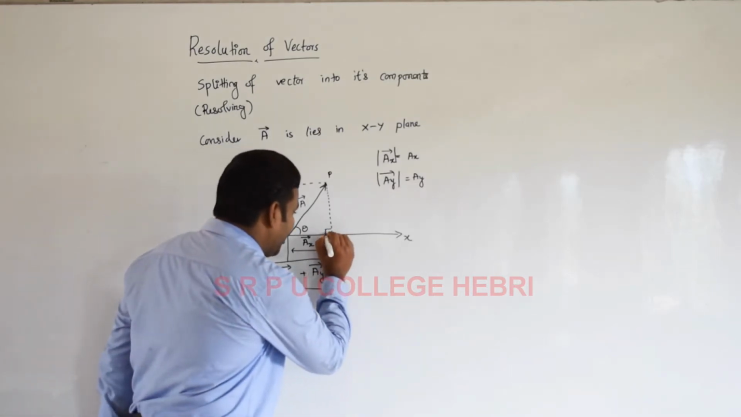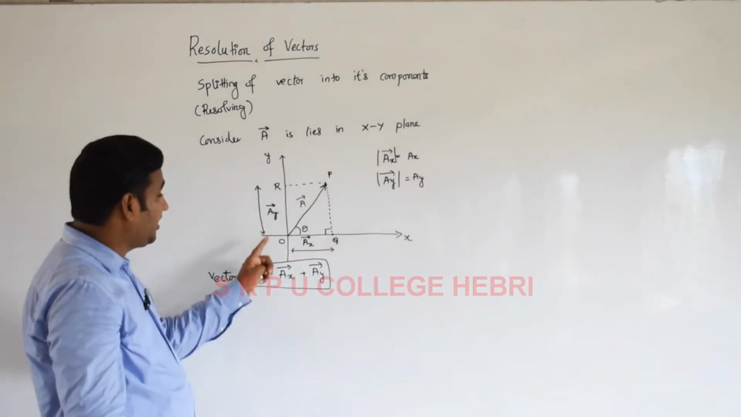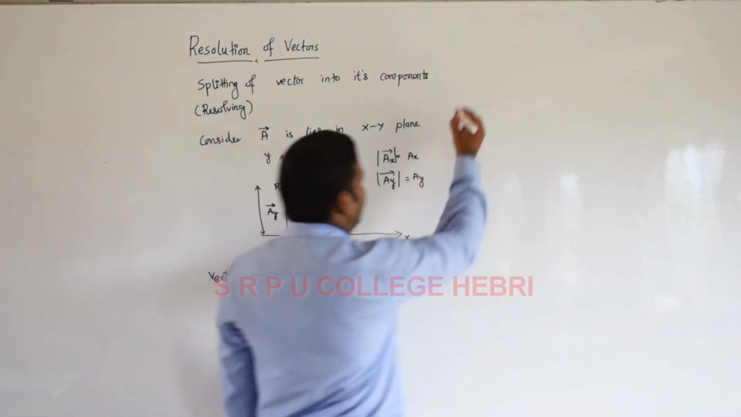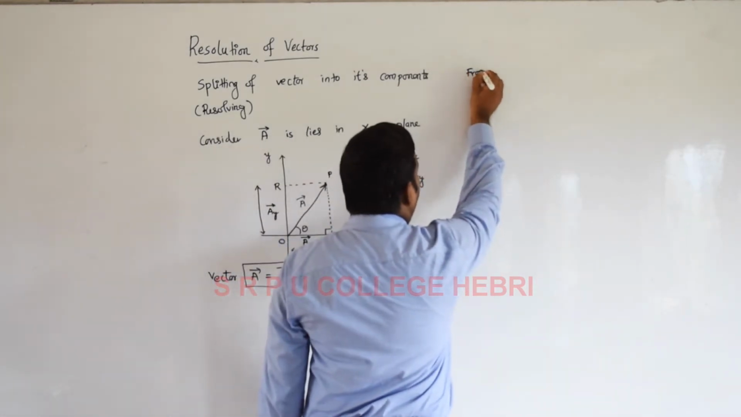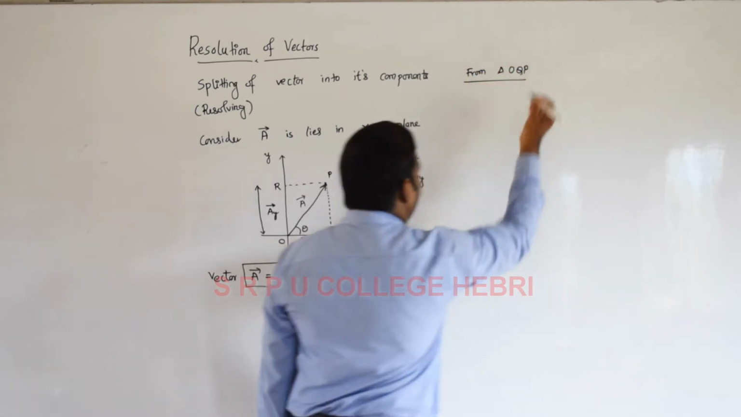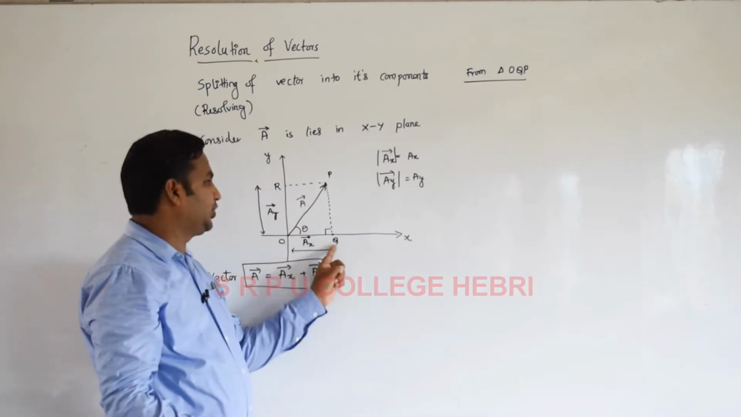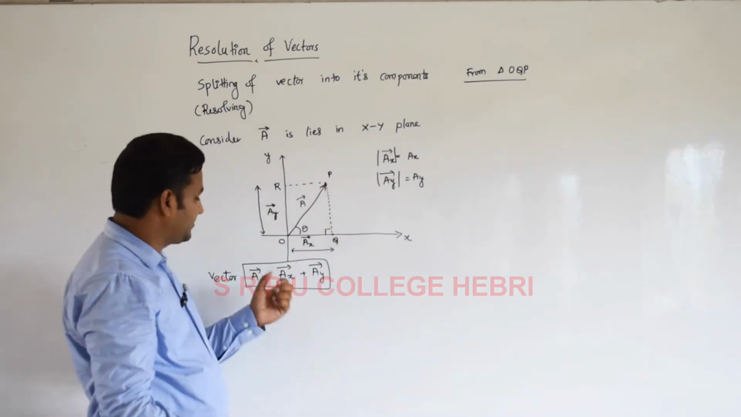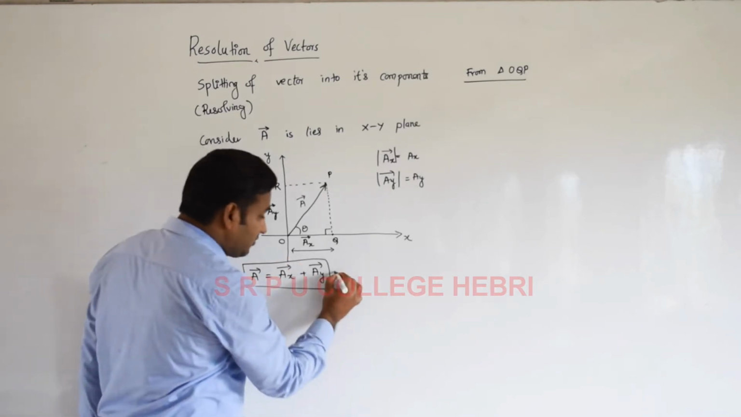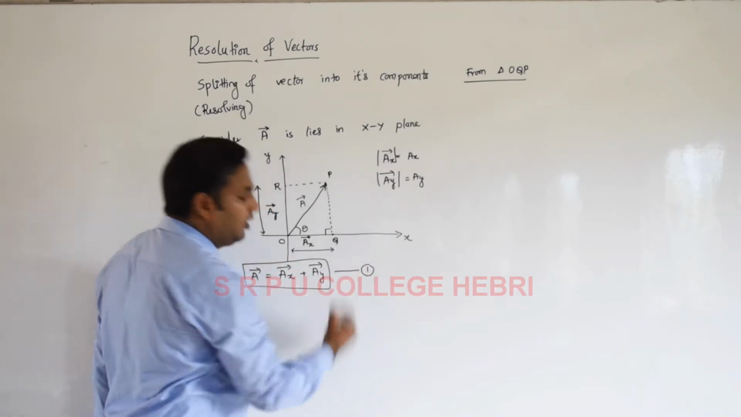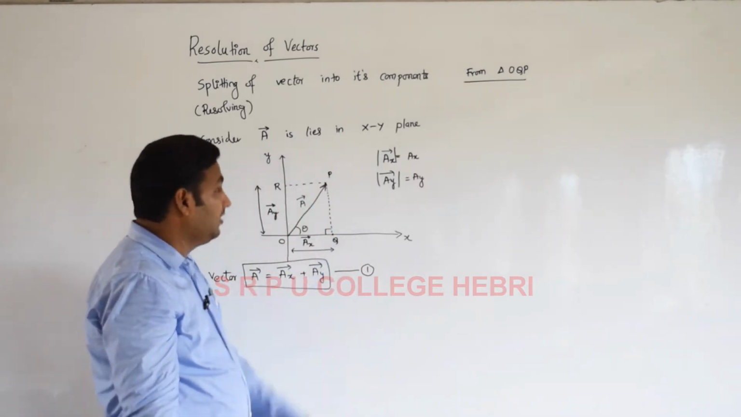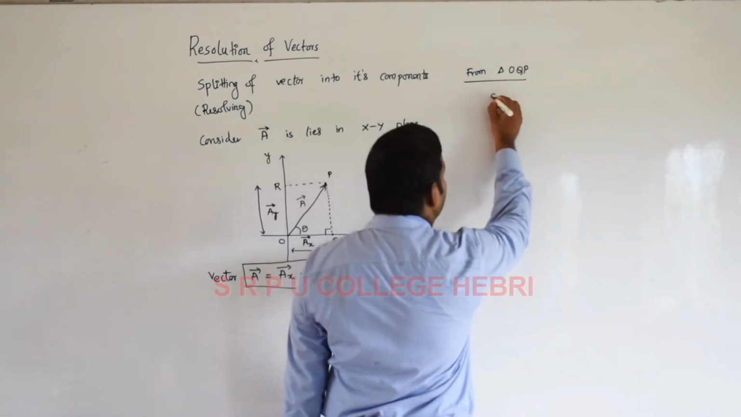Just imagine this right angle triangle. Which is the right angle triangle here? OQP. By using right angle triangle OQP, I want to get the expression for AX and the expression for AY. I assume this one as equation number 1. And from right angle triangle OQP, first I will go for the definition of sine theta.